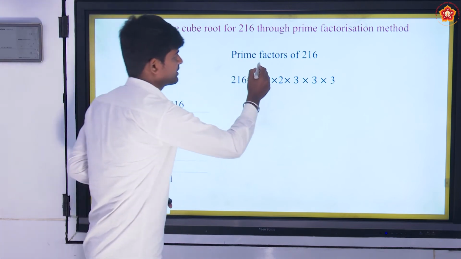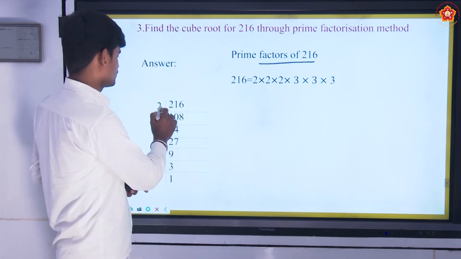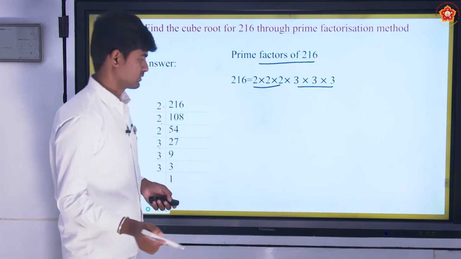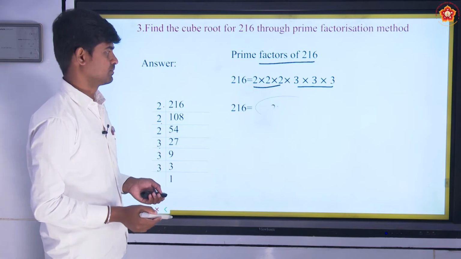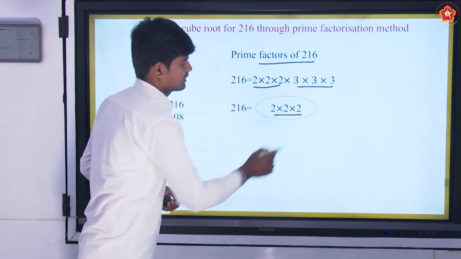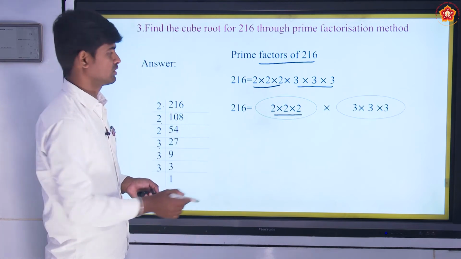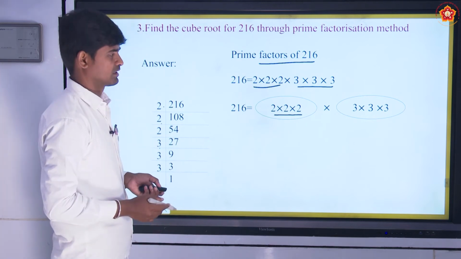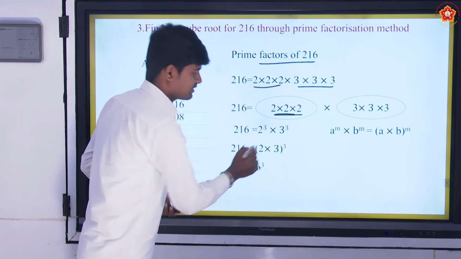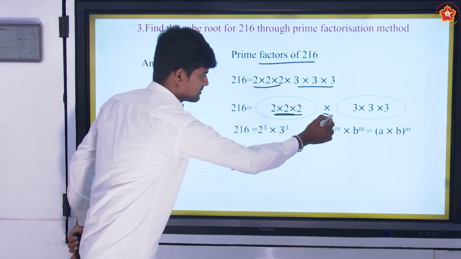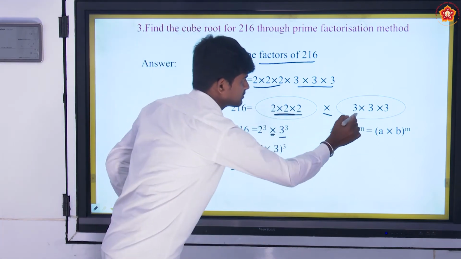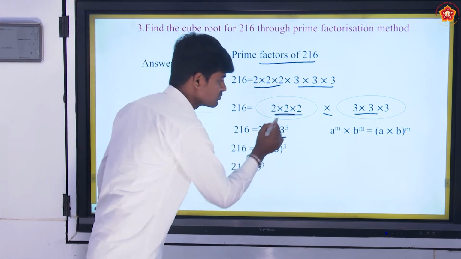Now, the prime factors of 216 are 2 into 2 into 2 into 3 into 3 into 3. We can group every 3 as one group: 2 into 2 into 2 is one group, and 3 into 3 into 3 is another group. So we can write it as 2 cube into 3 cube.